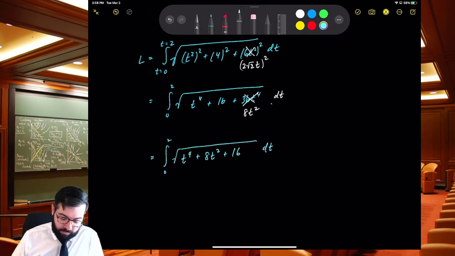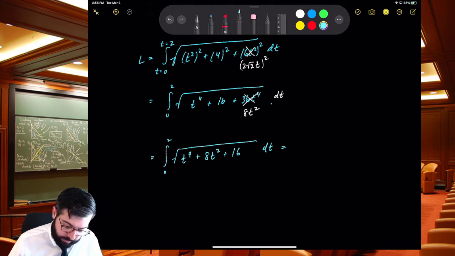But we've got this thing, and why that's nice is because it's factorable, right? And since the t values are positive, we don't really have to worry about negative values. So we're going to take that, and that's what? t squared plus 4 squared.